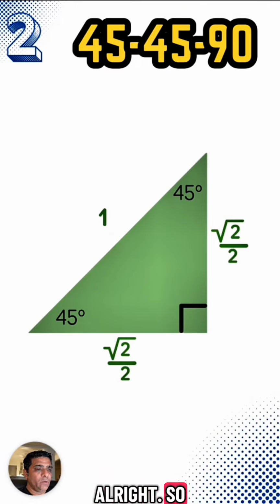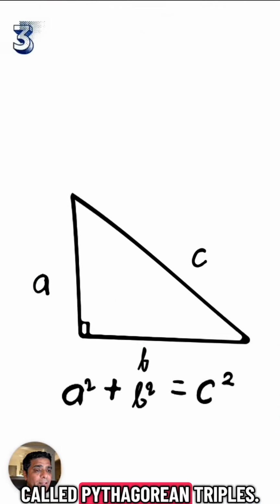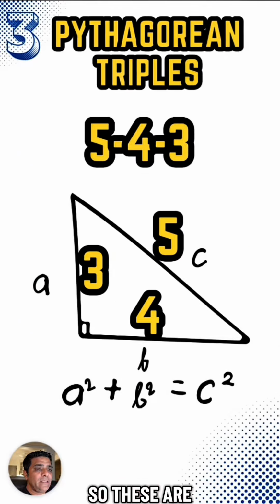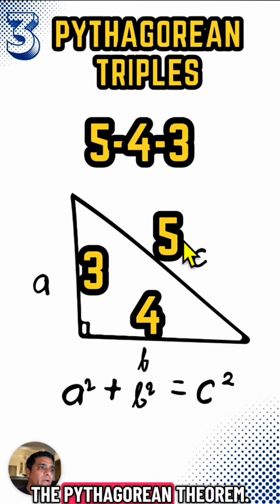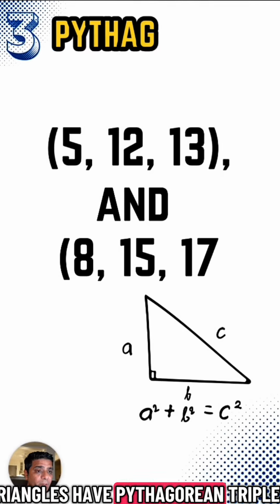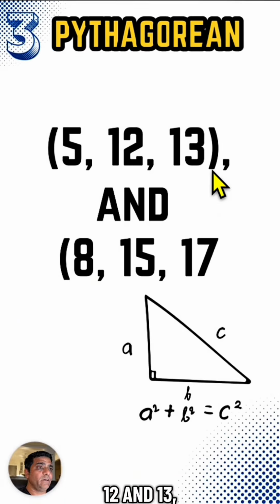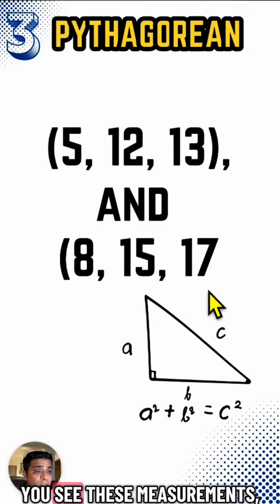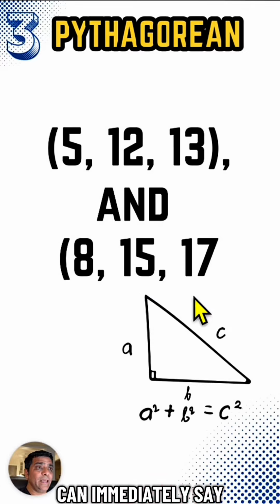Okay. All right. So next and final example of our special triangles is what are called Pythagorean triples. So these are special triangles where you have a fixed ratio of your sides 5, 4, 3, which works through Pythagoras theorem. So 5 squared is 25, 3 squared is 9, plus 4 squared is 16, 9 plus 16 is 25. So this works. That is called a Pythagorean triple. Okay, not all Pythagoras theorems have triangles have Pythagorean triples, but there are some famous ones like 5, 12, and 13, 8, 15, and 17. As soon as you see these measures, these lengths, you can immediately say that these are the Pythagorean triples.